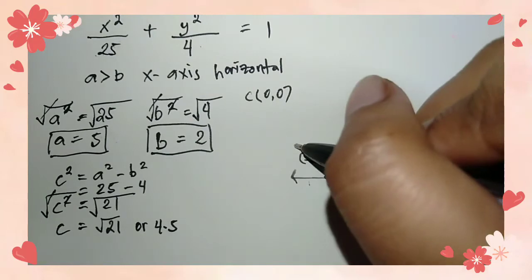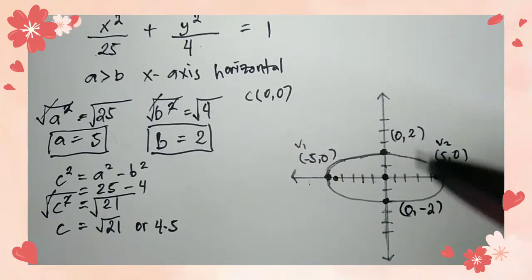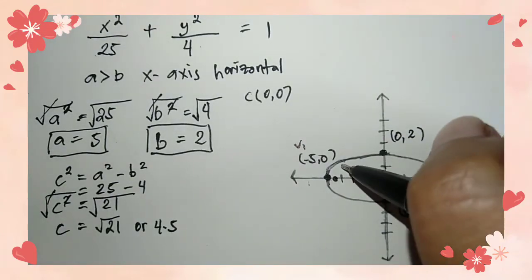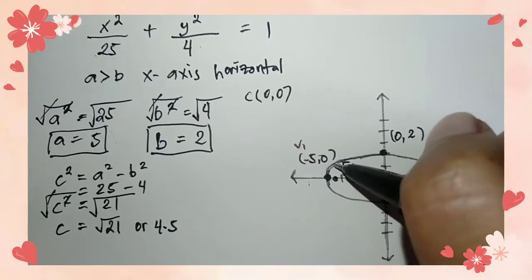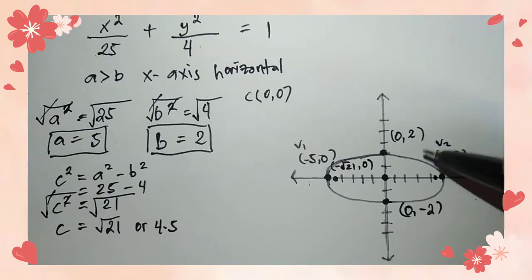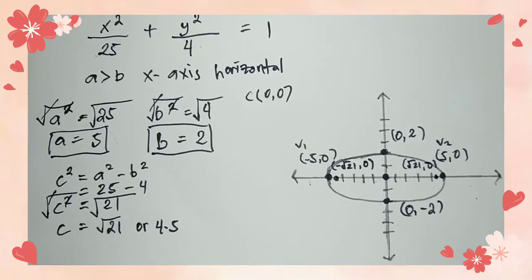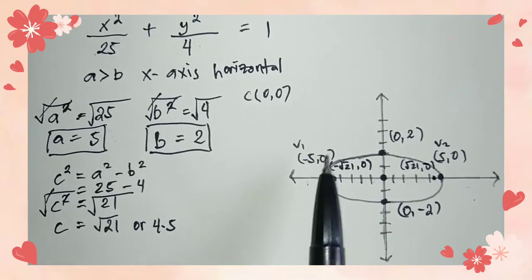So, ito yung vertex 1 natin. Vertex 2. And ito yung co-vertices natin. And kunin naman natin yung ating foci. We have square root of 21, negative, and 0. And of course, square root of 21 and 0. So, yan na yung mga coordinates natin. I-try naman natin siya gamit yung formula of their coordinates kung tama ba yung nakuha natin.